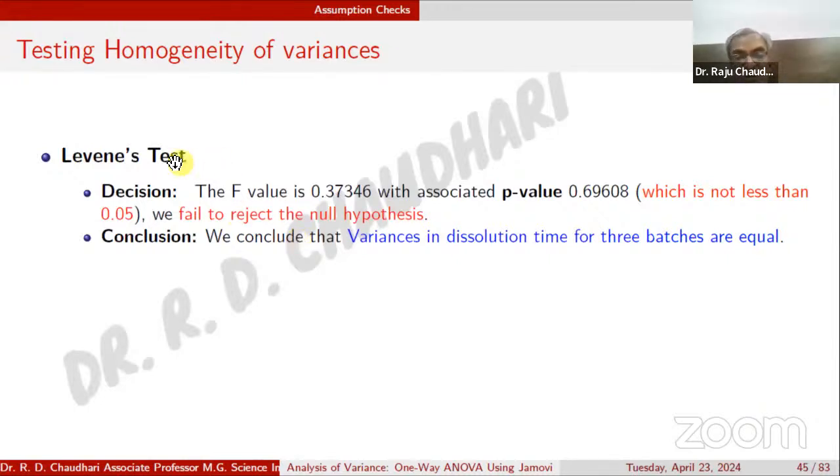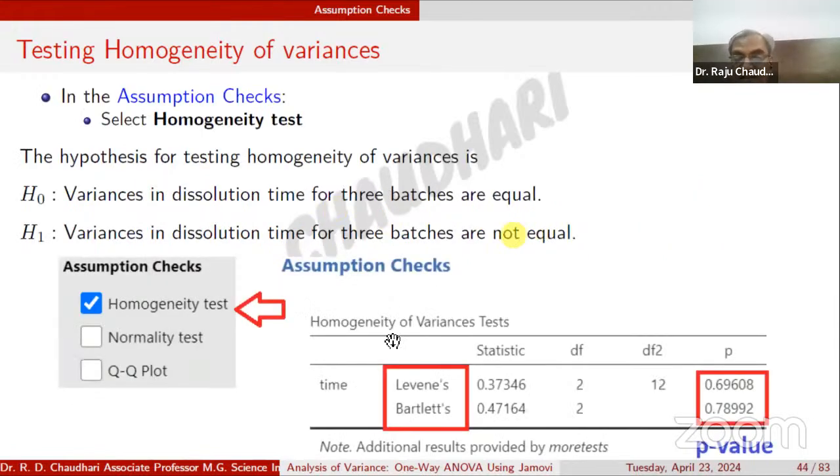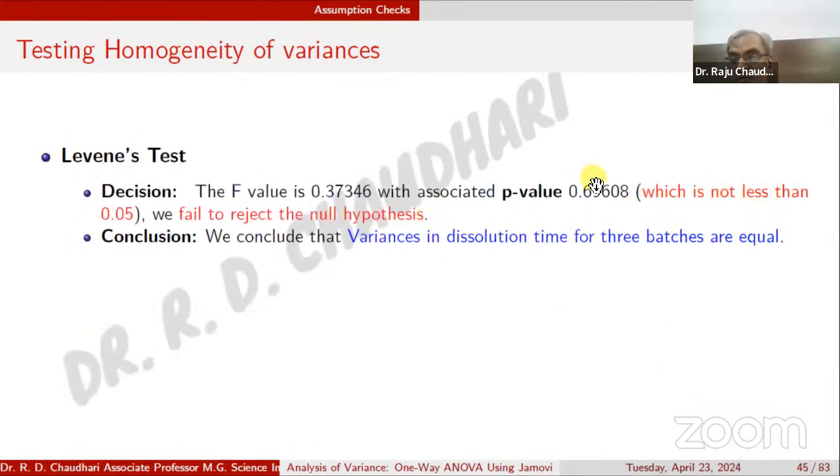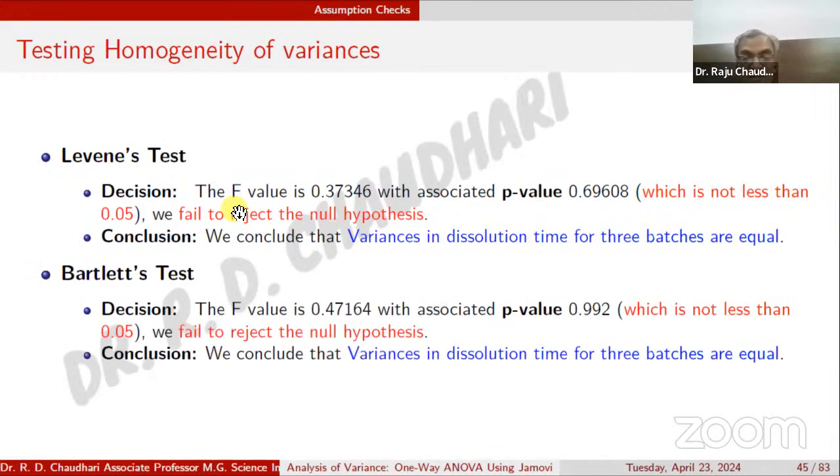But before we check the p-value, this is the output for the Levene's test, F test statistic. The F value is 0.37 and the corresponding p-value is 0.69, which is not less than 5%, so we fail to reject the null hypothesis. That means variances are equal for the three batches. The same conclusion we can draw from the Bartlett test, where the p-value is 0.992, which is not less than 5%. So we fail to reject, and variances are equal.